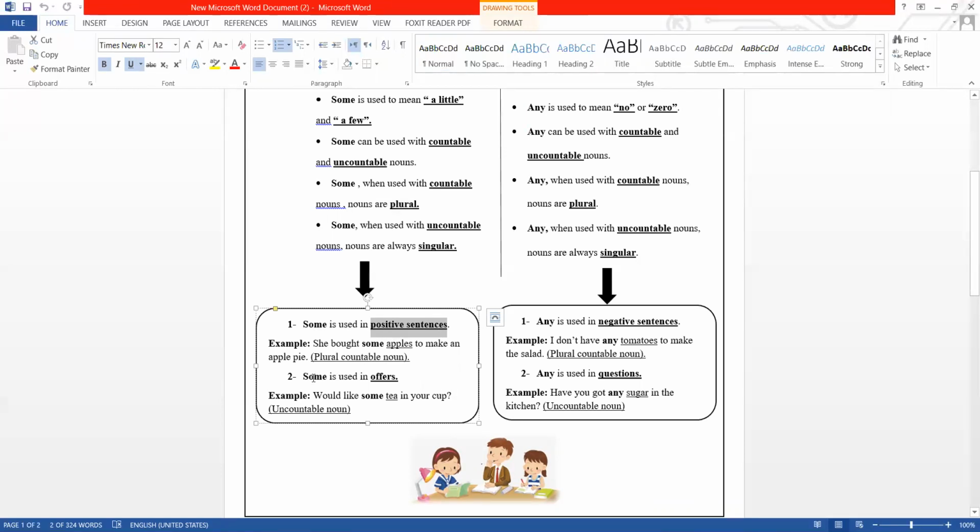As for the second one, some is used with offers. For example, if I want to offer something, would you like some tea in your cup? Tea is an uncountable noun that I use and it's always singular. And here, when we have an offer, we can add some. Here, it's not a question, it's an offer because we say, would you like, would you prefer?